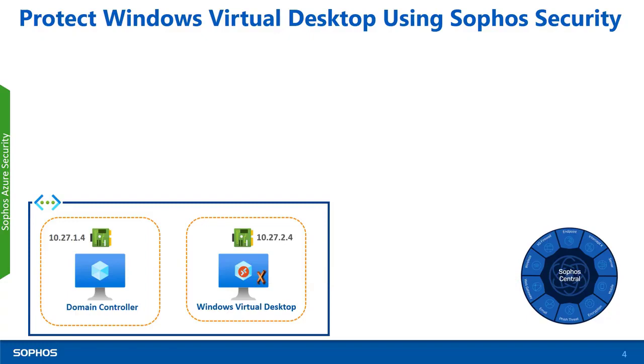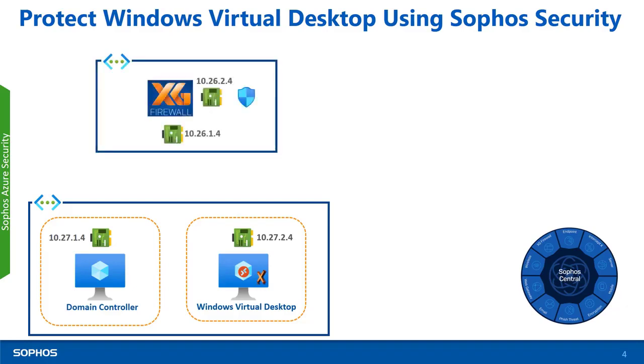What I'll be showing you afterwards is how we can add another layer of defense to that by deploying the Sophos XG firewall on the network level, and then creating the peering relationship between this network and the security network, and then configuring routing so everything can flow through the XG firewall.